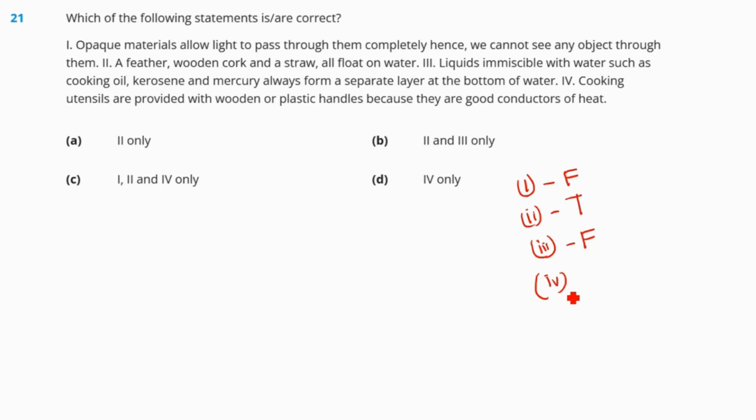4. Cooking utensils are provided with wooden or plastic handles because they are good conductors of heat. No, they are bad conductors of heat. They are insulators. That's why cooking utensils are provided with this type of handles. So this is also false. So our correct statement here is only 2. Option number A.